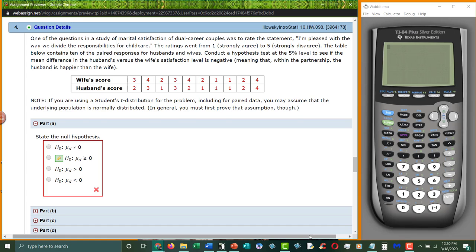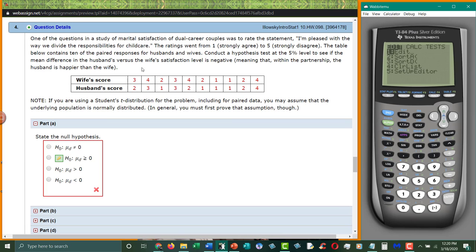Okay, so what we have to do is subtract the wife's score from the husband's score to see if it's negative or not. All right, so to do that, we're going to go to stats, and we're going to put this list of data into the calculator. So stat edit, and I have data in there, so I need to clear it out. So press up so we go to L1 and hit clear, enter. And now I'm just going to put in the wife's score.